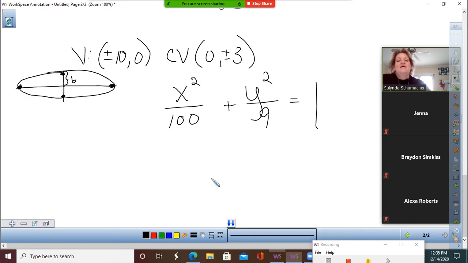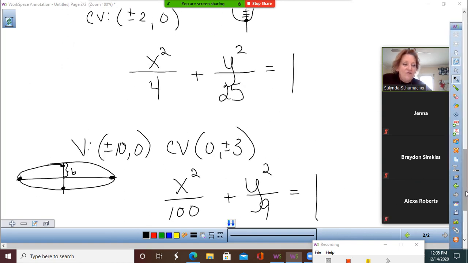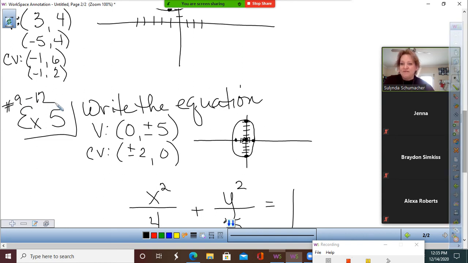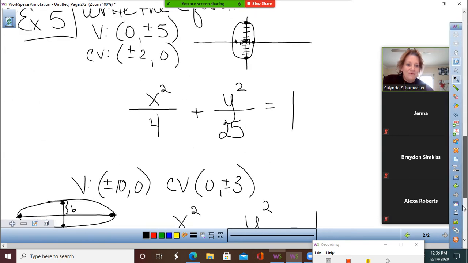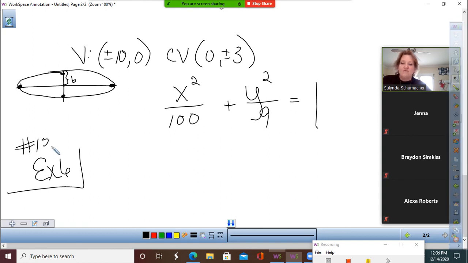Do one without a center at the origin. Okay? Actually, let's back up just a second. So, when you're doing your worksheet today, this is numbers 9 through 12. Your centers are all at the origin. You're writing your equation with the centers of 0, 0. Okay? Last 2. Example number 6. This will be numbers 13 and 14. Your center will no longer be at the origin, so you're going to have to figure it out.